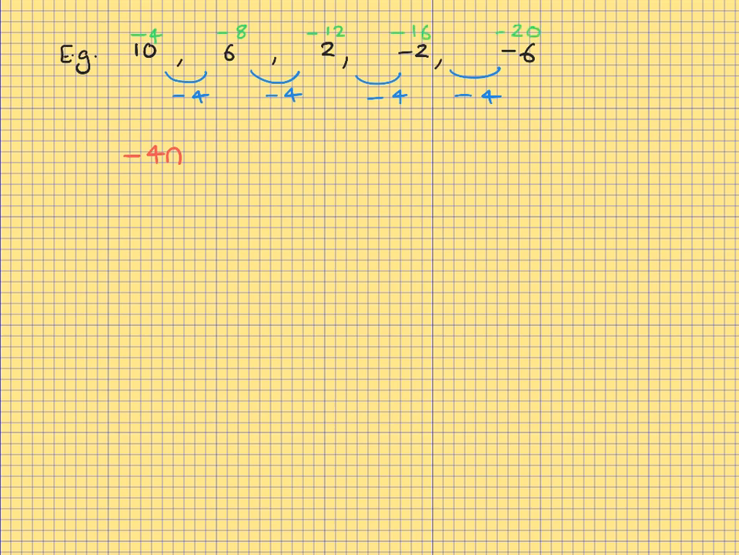And of course, we then need to look at the adjustment that would be required to create our sequence. So from -4 to make 10, we need to add 14. From -8 to make 6, we need to add 14. So our nth term has the expression -4n plus 14, or 14 take away 4n.